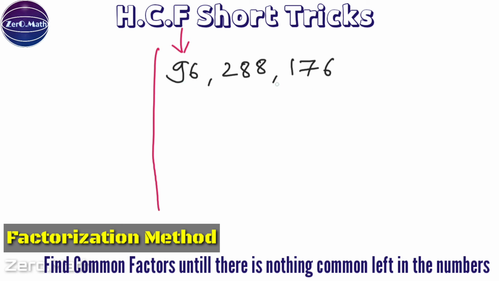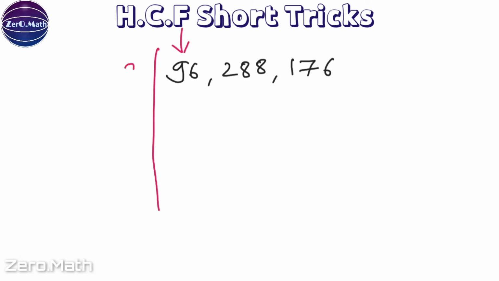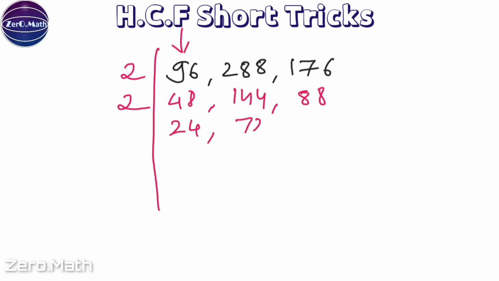So here you can see these numbers are even numbers. So definitely the common factor is 2. So it will be 48, since 48 times 2 is 96. 144 times 2 is 288. And 88 times 2 is 176. Again divide by 2 because 2 is going to be a common factor. All these numbers are even numbers. So it will be 24, 72 and 44, since 44 times 2 is 88.